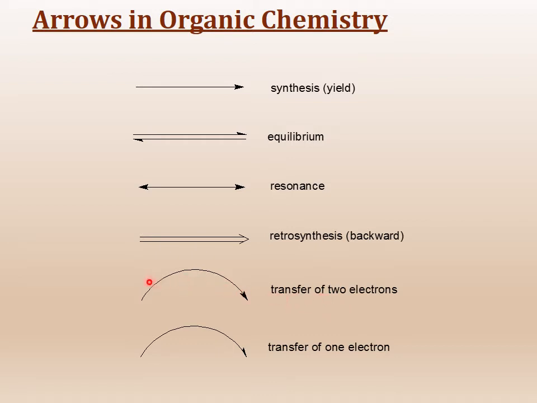In this chapter, in this topic, in acid-base, this is the arrow we're going to use a lot, which is the transfer of 2 electrons. This is called a curved arrow, a double-headed arrow showing a transfer of 2 electrons. This curved arrow down here with just one head is the transfer of 1 electron. We will use this one the most in this chapter.